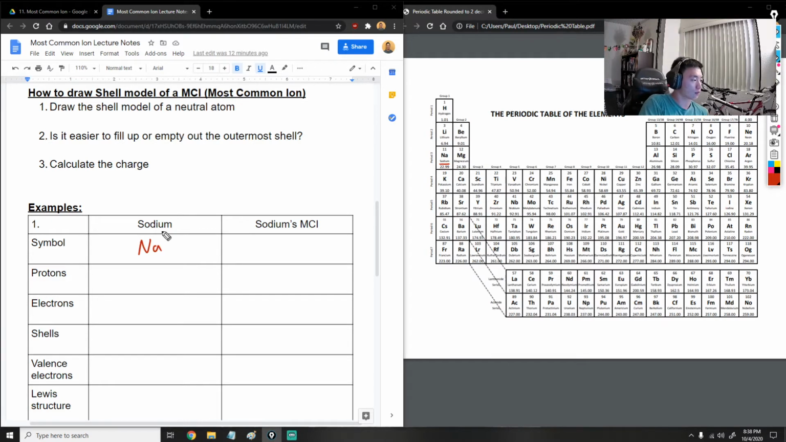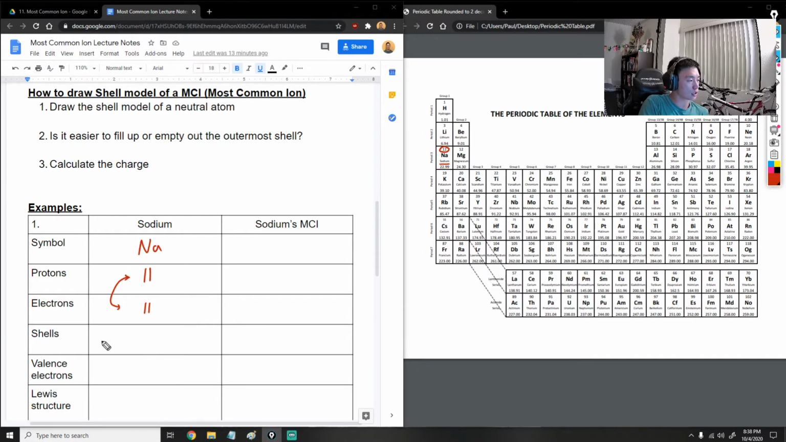Okay, we're going to write the protons for sodium. If you look at the number on the top, it's 11. So there's 11 protons. And it looks like this sodium isn't positive or negative, so that means it's going to have the same number of electrons. Since it's neutral, it's going to have 11 electrons.